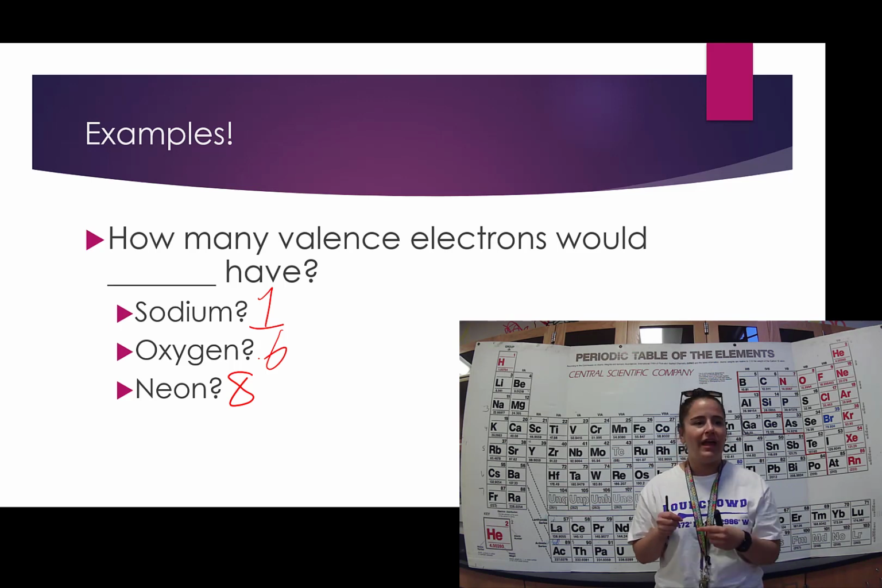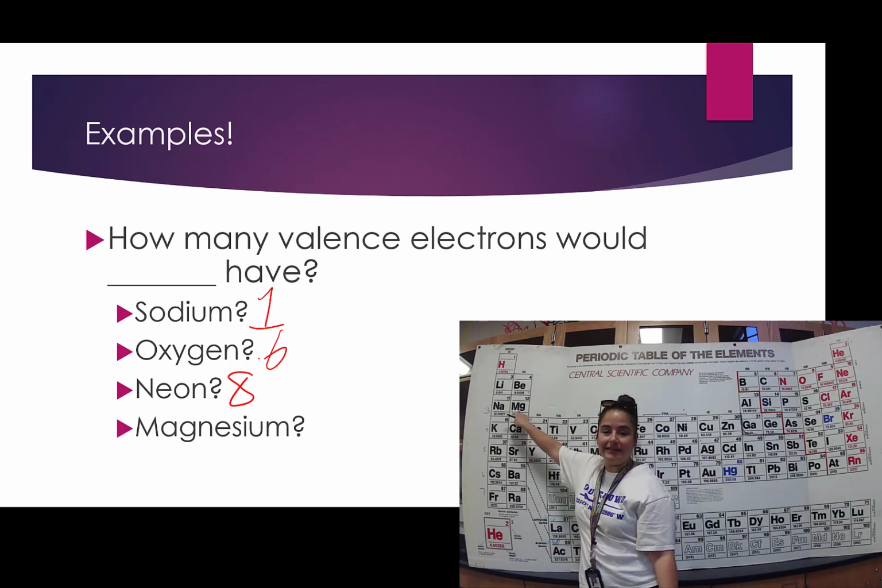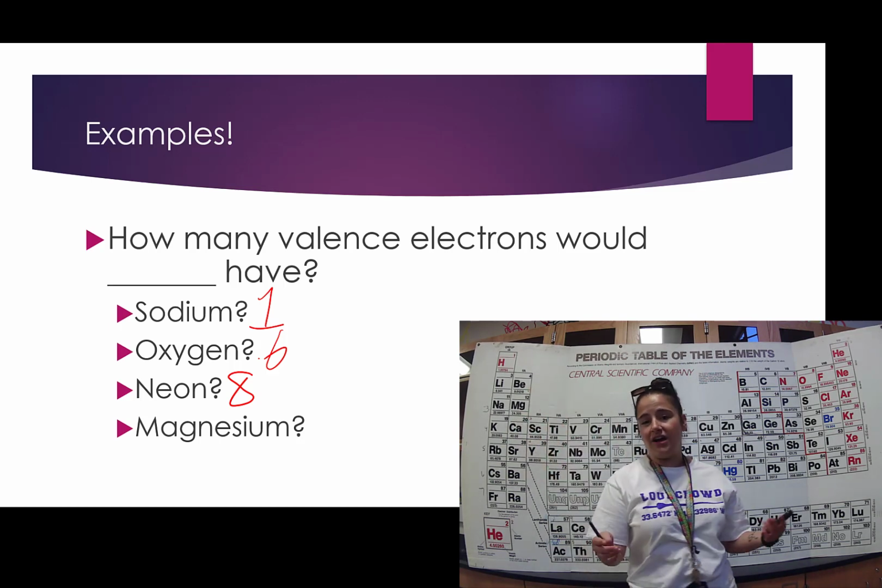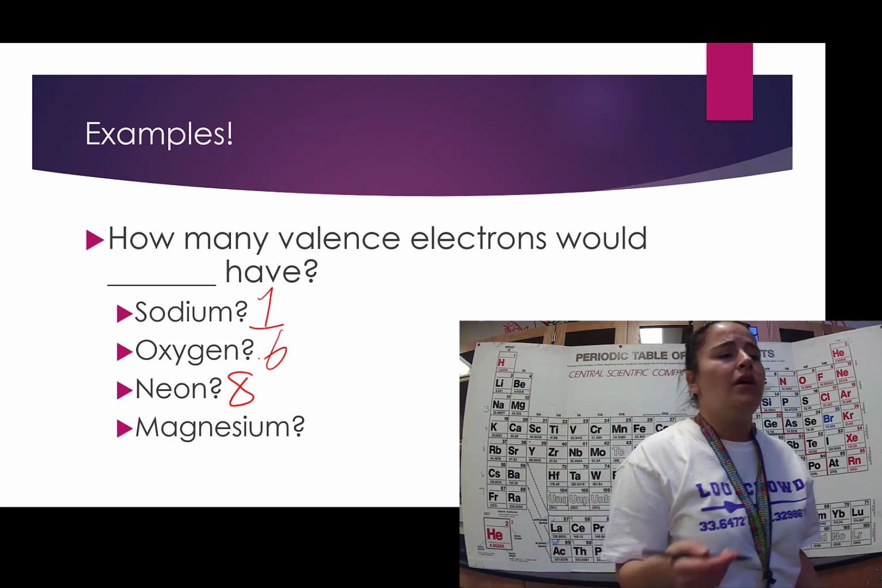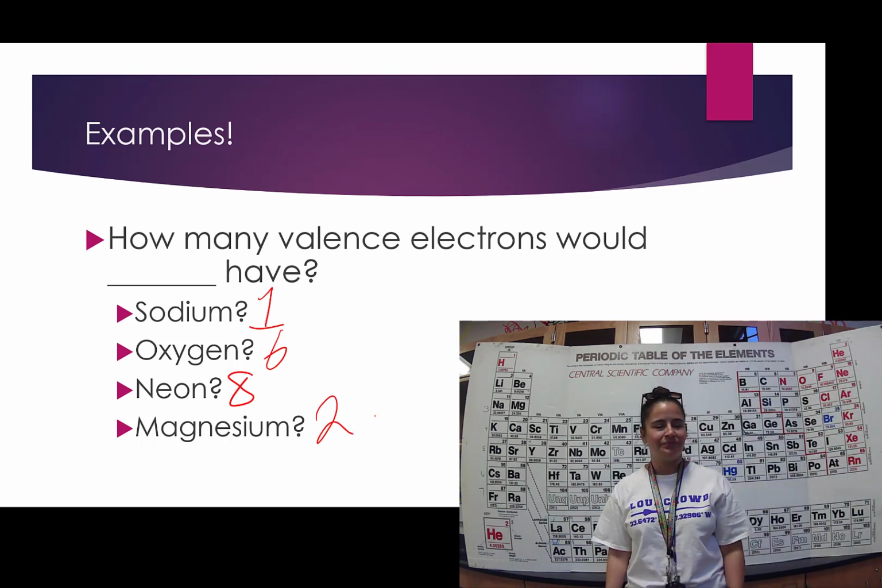Okay, and let's do one more example. What about magnesium? It's in column 2. We can't subtract 10 from 2, so we have 2 valence electrons.